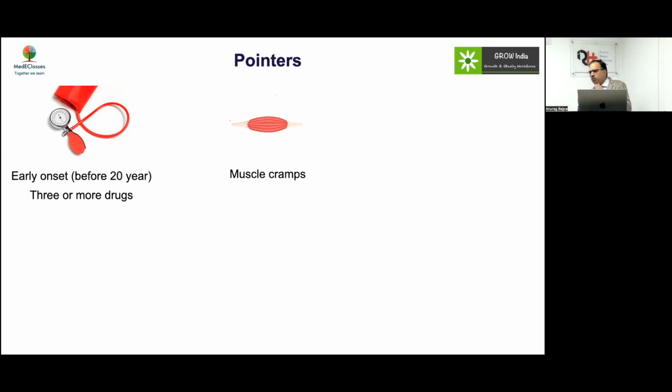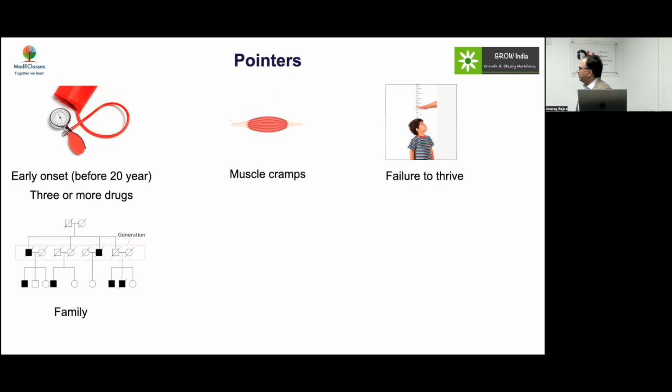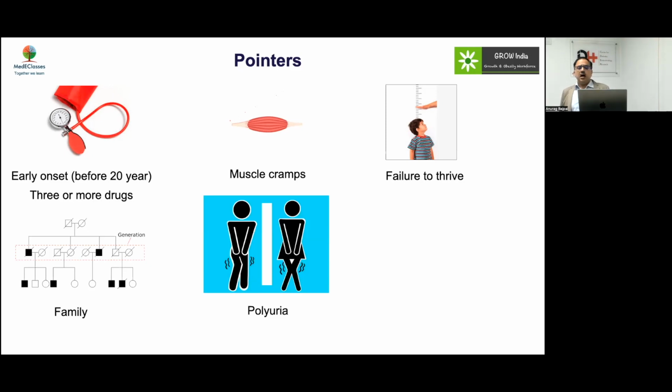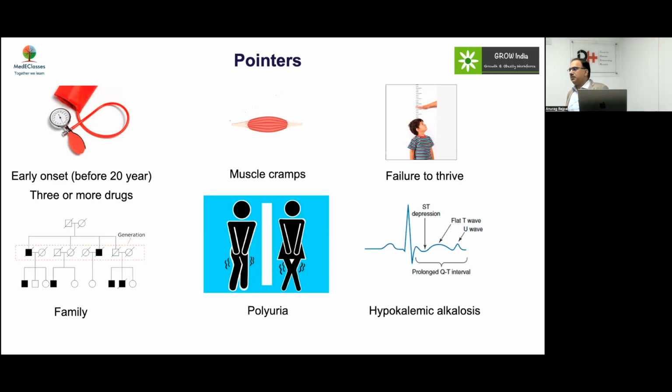Now, within a group of individuals who have hypertension, if they have frequent muscle cramps, which would basically mean hypokalemia or hypomagnesemia, if they have features of polyuria and failure to thrive, a strong family history, particularly for the autosomal dominant variant, which is glucocorticoid remediable aldosteronism, and as I said, polyuria and hypokalemic alkalosis, you are thinking more in terms of endocrine hypertension.